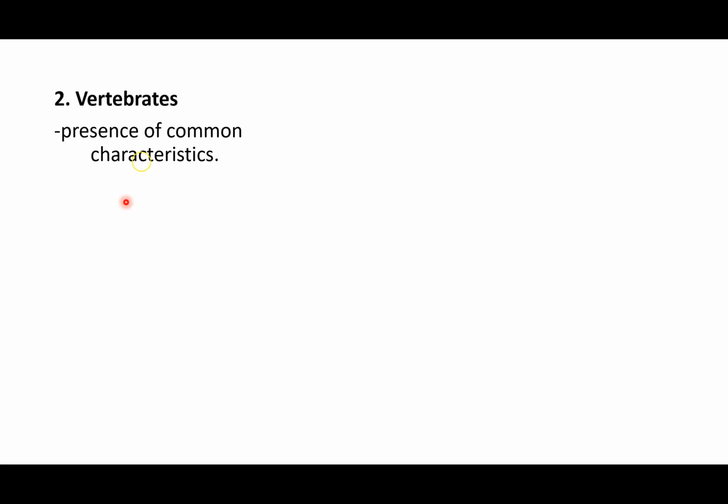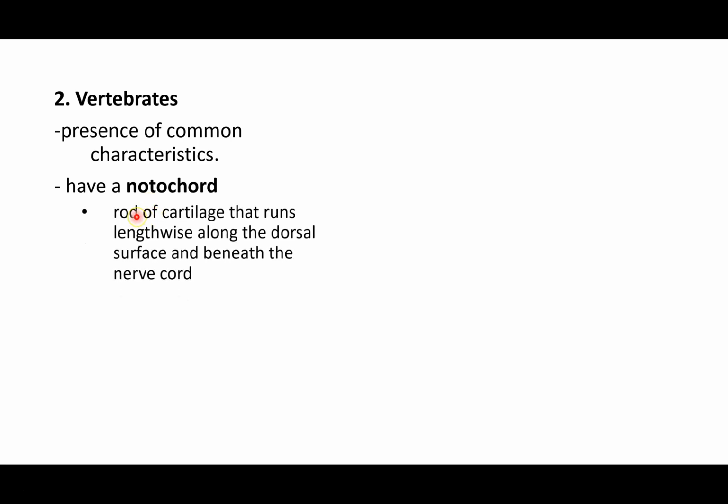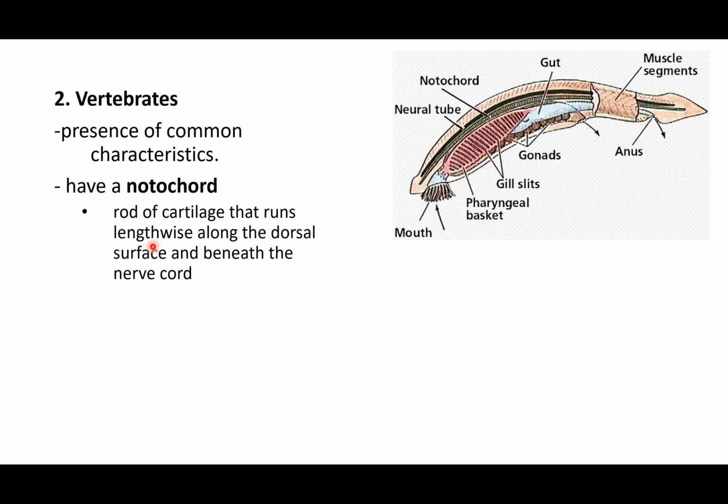The second group is known as the vertebrates, and they're characterized by the presence of specific characteristics. The most notorious one is the presence of a notochord. And a notochord is no more than a rod of cartilage that runs lengthwise along the dorsal surface and beneath the nerve cord. So this is a diagram showing an organism with the different body parts: mouth, anus, and a neural tube, and the notochord is running right underneath that, or beneath the nerve cord. This is the neural tube. So I highlighted it in red so you can see, and that's the notochord.